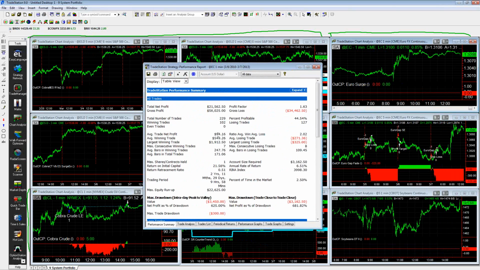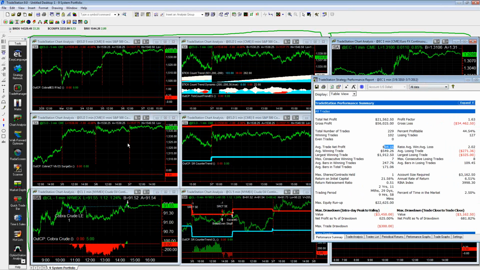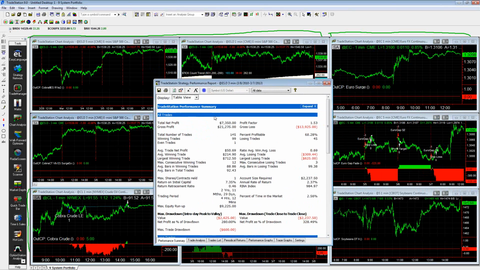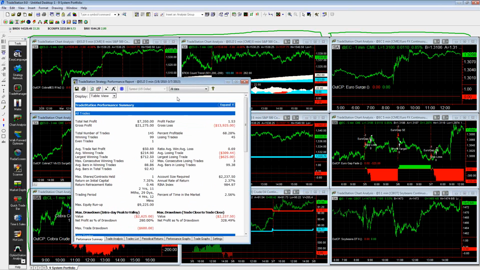Going over the last 3 years, these are inclusive of slippage and commission. We didn't take a look at the performance summary for Cobra CT5B yet, so I'm going to go back and look at that. Here's the equity curve and performance. Again, I have a download link for this at the end, so you can get all these performance summaries.